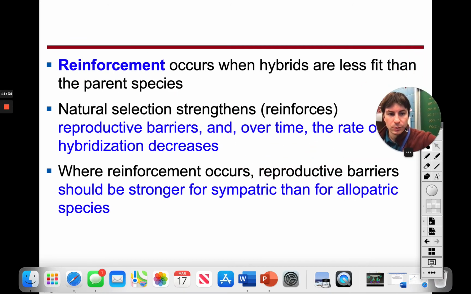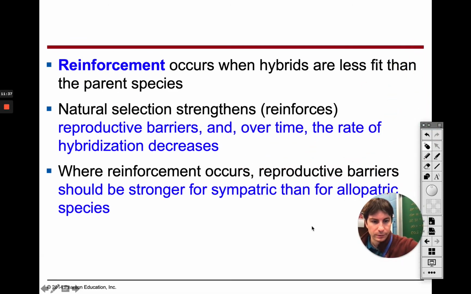All right, so our first one is called reinforcement. Reinforcement is when the hybrids are less fit than the parent species. So what's going to happen over time with this? Given that reinforcement is occurring in the hybrid zone, it's going to decrease the gene flow between the two different populations because the offspring are less fit than the parents.